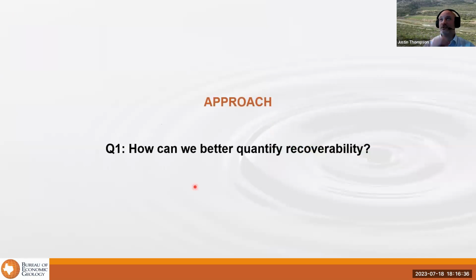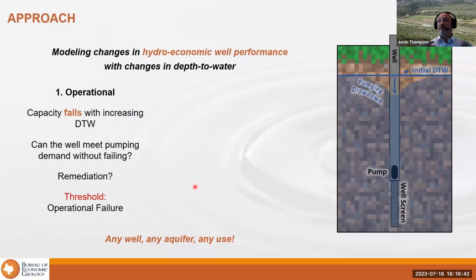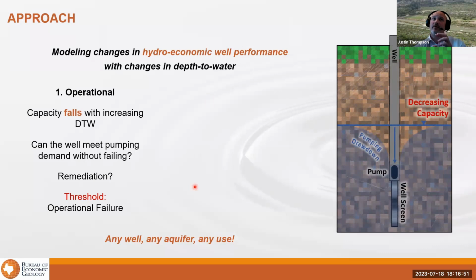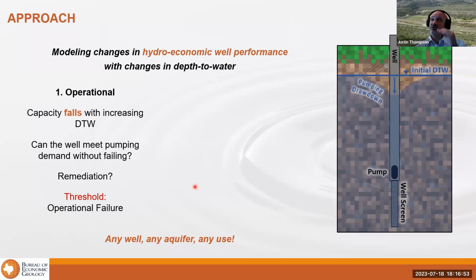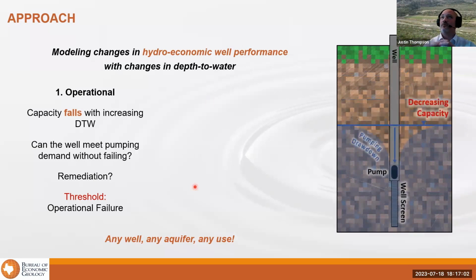Let's start with our first question. How can we better quantify recoverability? Well, my approach and the approach of my co-authors is to come up with an analytical model that quantifies changes in hydroeconomic well performance with changes in depth to water. Right? Again, most of those DFCs are expressed in some change in depth to water. Okay, so how does hydroeconomic well performance change under those circumstances?